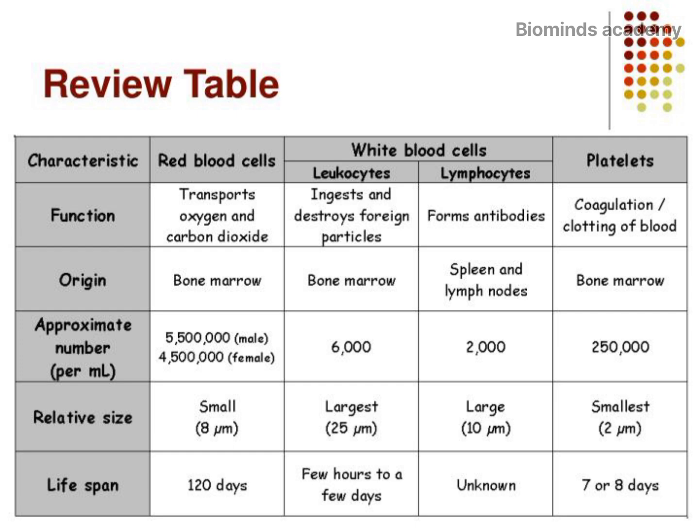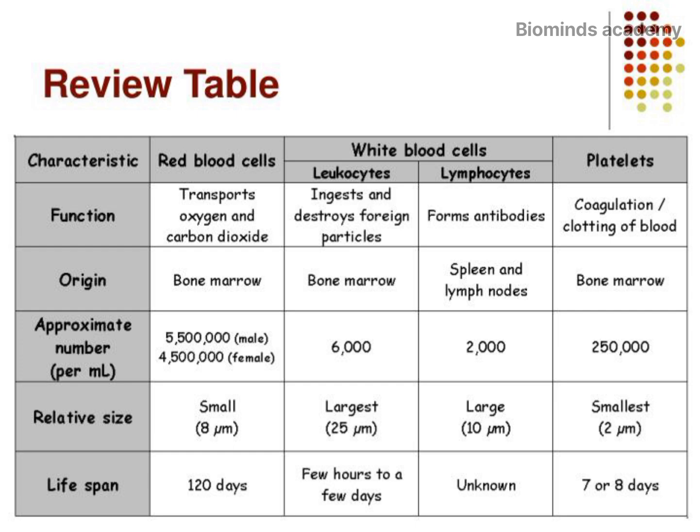RBC, that is red blood cells, function as transporters of oxygen and carbon dioxide. Their origin, or birthplace, is in the bone marrow. Approximate number in male is 5 million and in female 4.5 million. The relative size is small, 8 micrometer, and the lifespan of RBC is 120 days.